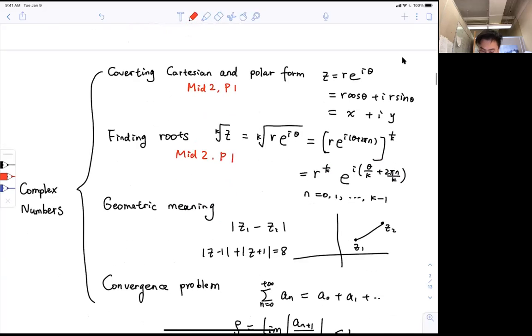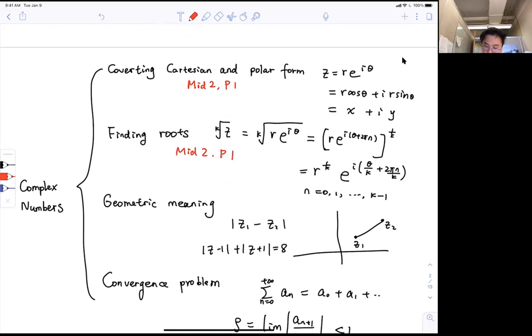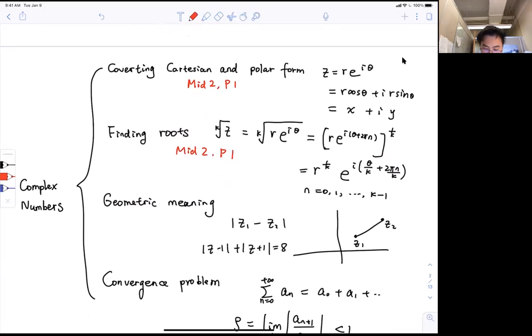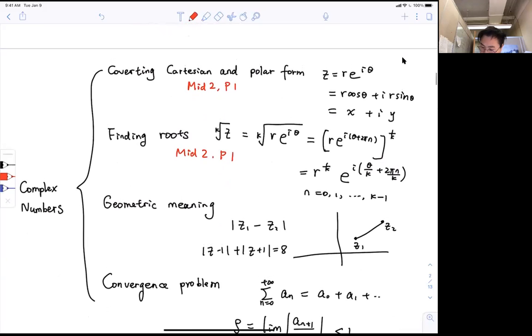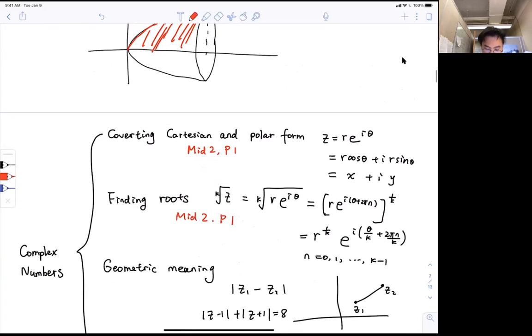So the next topic is about complex numbers. Here I wrote down several points that are important, I think. The first thing you need to know is how to convert a complex number between different forms. This is also a problem in your midterm 2, the Cartesian form and also polar form. And also you need to know how to find the roots for a general complex number. It's also one of the midterm problems.